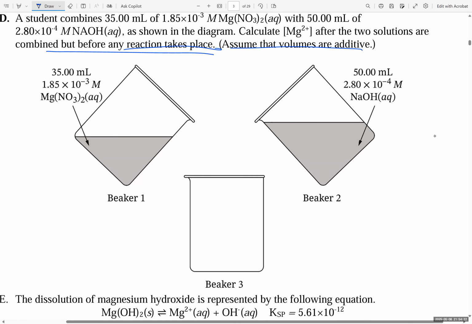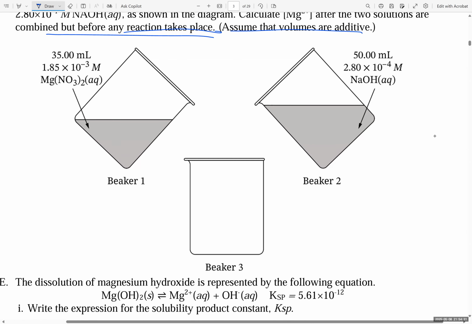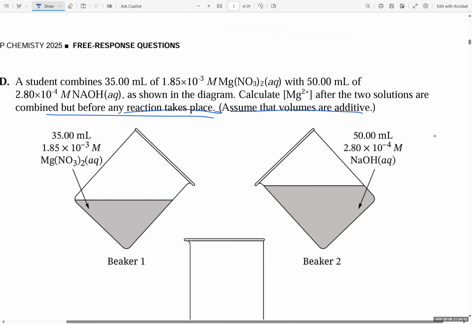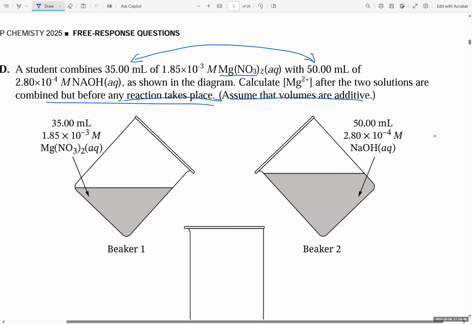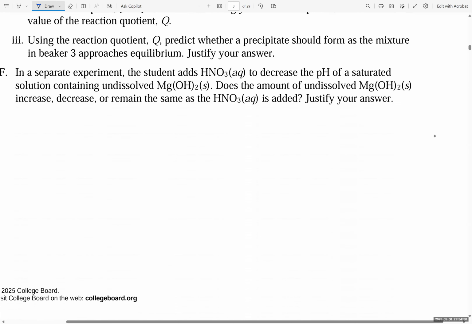In order to solve this, what do we need to do? Well, we essentially need to figure out the number of moles of magnesium, which has the only source right here. So we need to figure that out. That's pretty easy. And then we need to figure out the total volume, which is also pretty easy because the total volume is the sum of these two. So let's go solve this one.